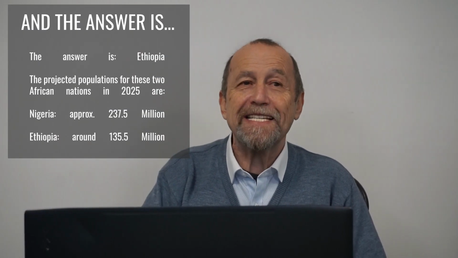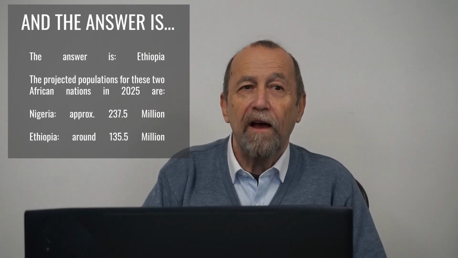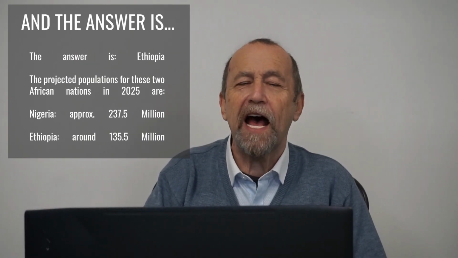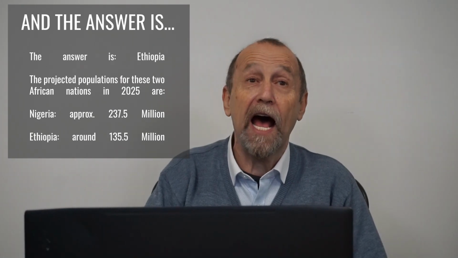And the answer is Ethiopia. Projected populations would be Nigeria, about 237.5 million, Ethiopia, around 135.5 million.